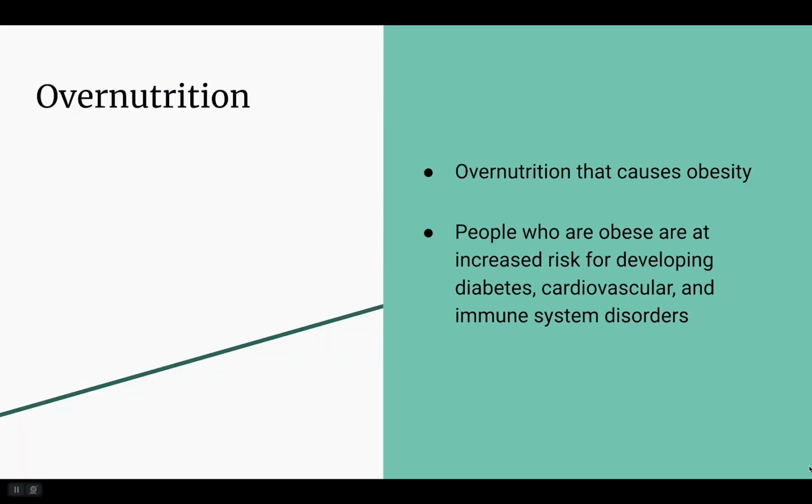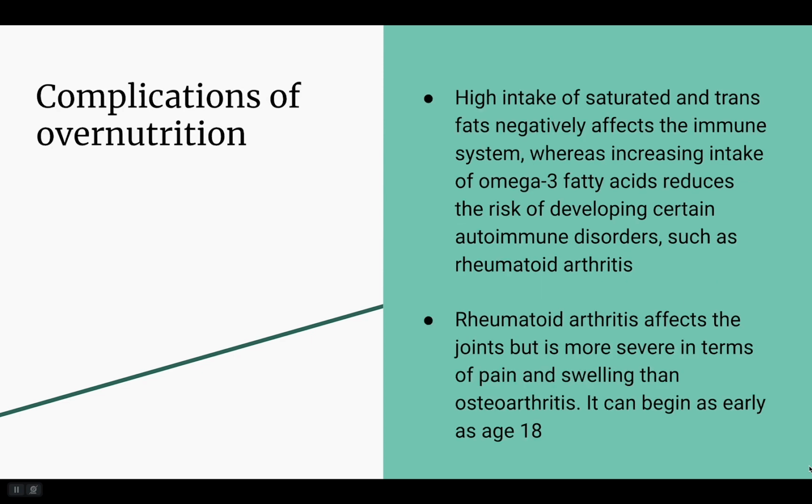Just as undernutrition compromises immune system health, so can overnutrition that causes obesity. People who are obese are at increased risk for developing diabetes, cardiovascular, and immune system disorders. High intake of saturated and trans fats negatively affects the immune system, whereas increasing intake of omega-3 fatty acids, found in salmon and other oily fish, reduces the risk of developing certain autoimmune disorders, such as rheumatoid arthritis.